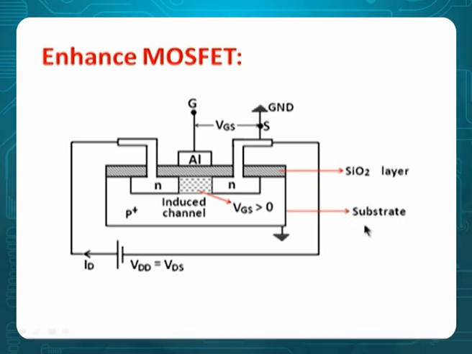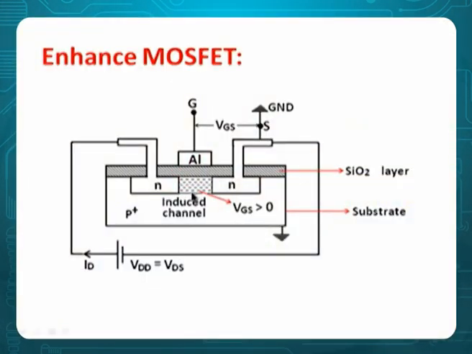This is the substrate. The substrate is generally taken heavily doped. You know why? When it is heavily doped, it pushes the induced channel here. Otherwise, the channel would be spread over the entire substrate. If it is pushed between the drain and source, there will be a good amount of current there. That's why the substrate is deliberately heavily doped.